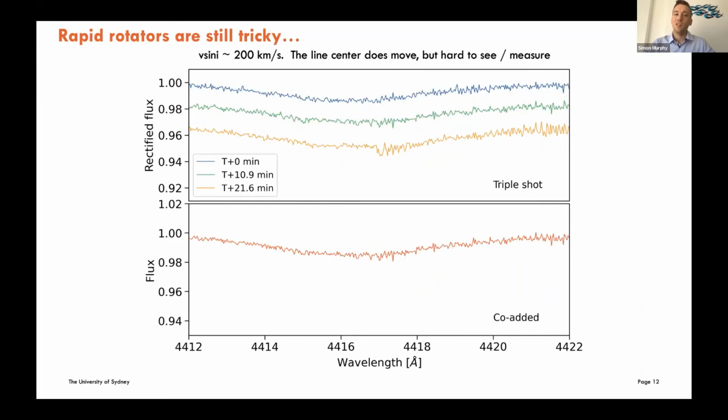But rapid rotators are still tricky. Here's a star with V sin I of 200 kilometers per second in the same spectral region. The line center does move between those spectra taken 10 minutes apart, but it's really hard to see or to measure directly. So it's not a perfect art form quite yet.